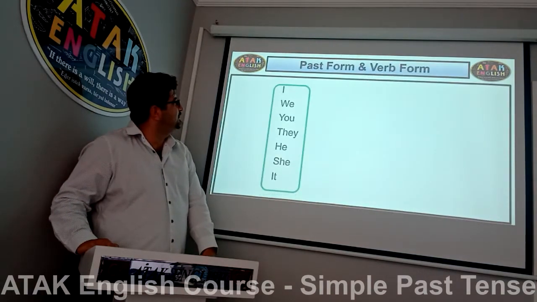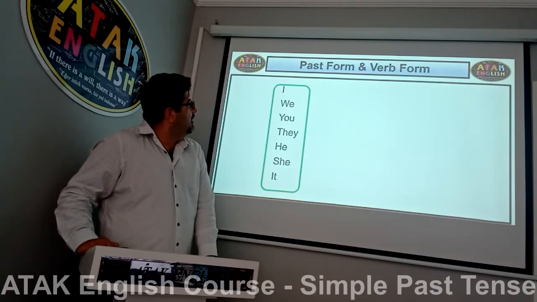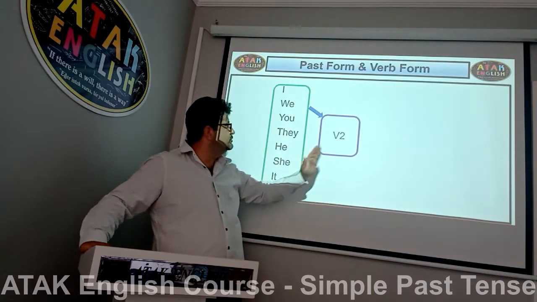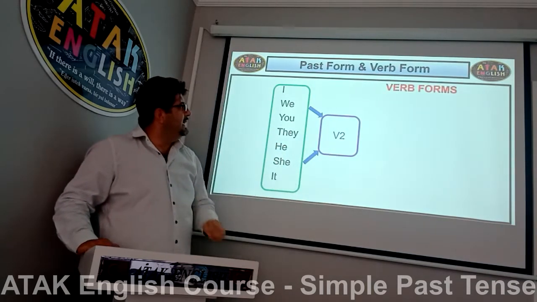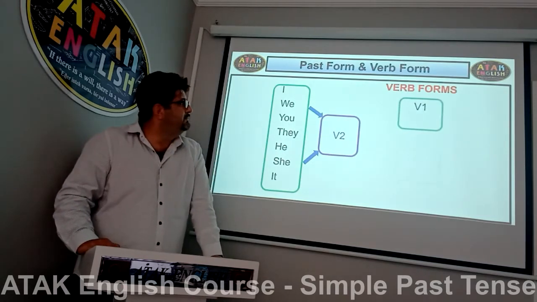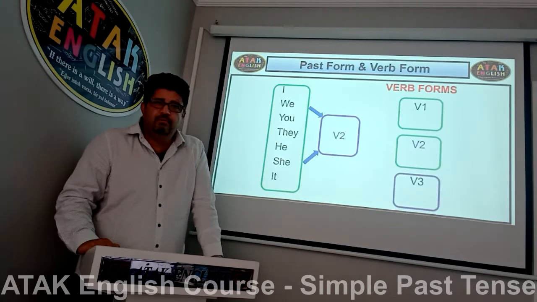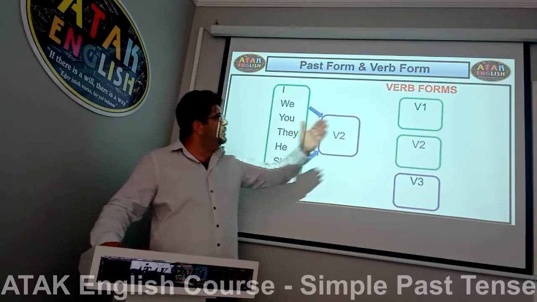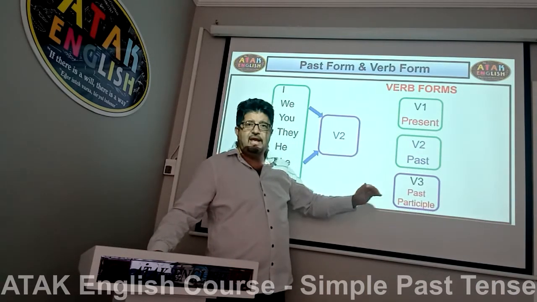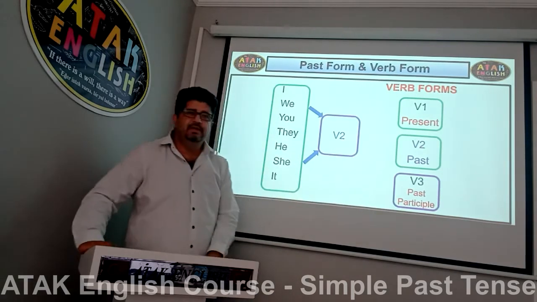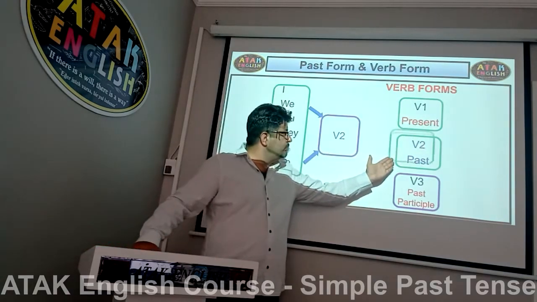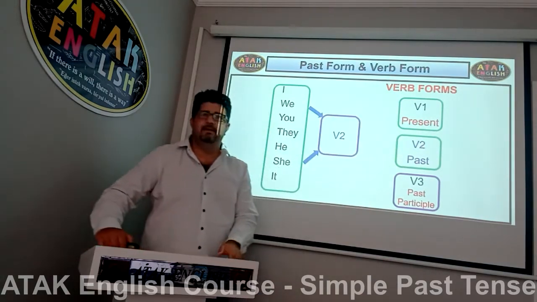Let's see past forms of the verbs. Here comes subjects. We use were to. And how many verb forms do we have? 3. Verb 1 form, verb 2 form, and verb 3 form. What do we call verb 1 form? Present, verb 2 past, and verb 3 past participle. In simple past tense, which form do I use? Verb 2 form, which is the past form of the verb.